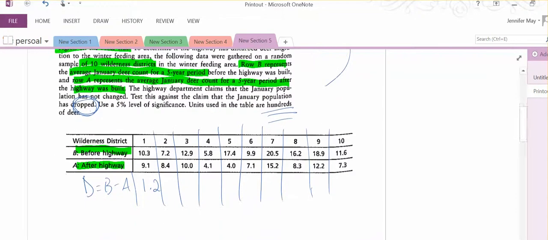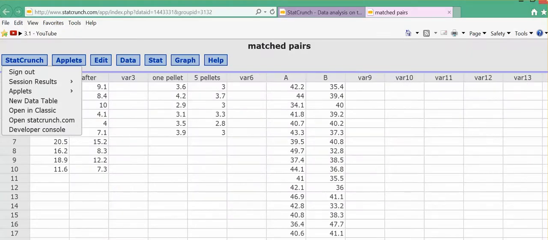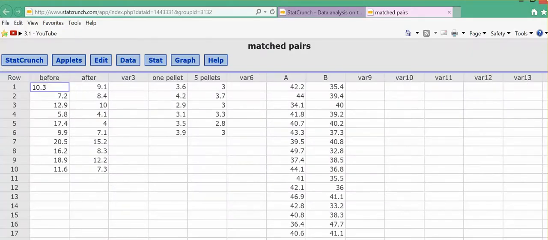So our problem has a before and an after for 10 different districts. So I've already done the first one for us. 10.3 minus 9.1 is 1.2. 7.2 minus 8.4 is negative 1.2. 2.9, and so forth. This is not hard to do, but if you had a lot of data, it would be easier to do in StatCrunch. So I do have that pulled up. I have before and I have after. Pause the video at any time that you need to so that you can catch up to me.